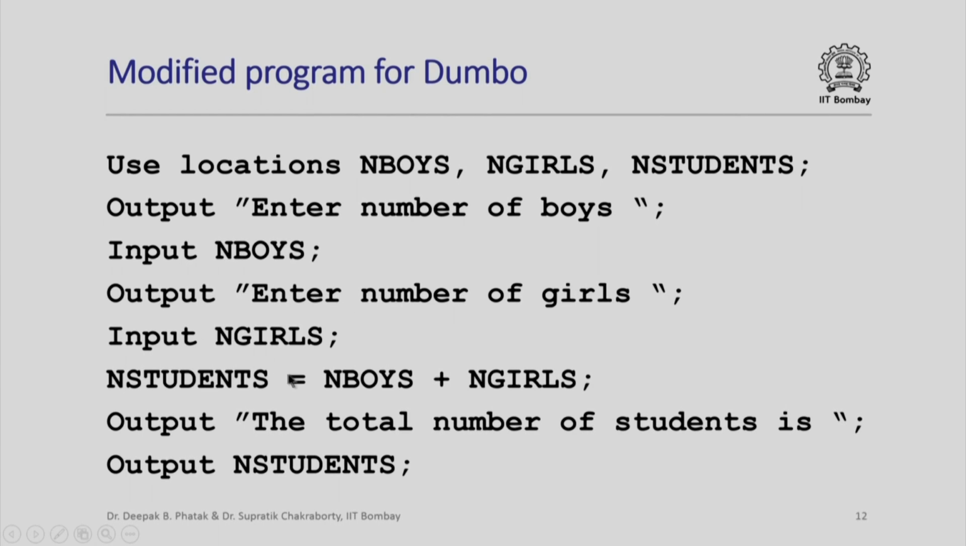Next we do the calculations. This is through the assignment operation that we have already seen. But after calculating the result value, we simply do not say output n students. Before that we say output the total number of students is, and then we put this output statement. You can guess that the input output interaction will be much better.